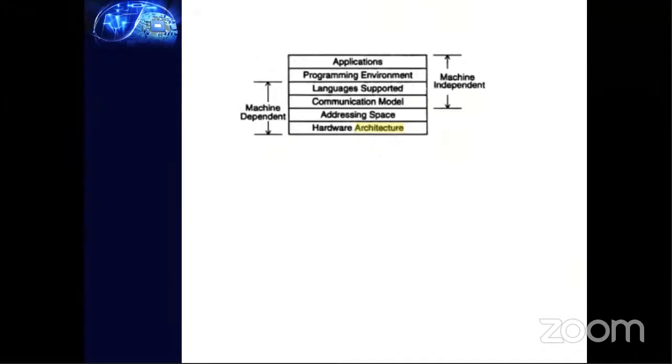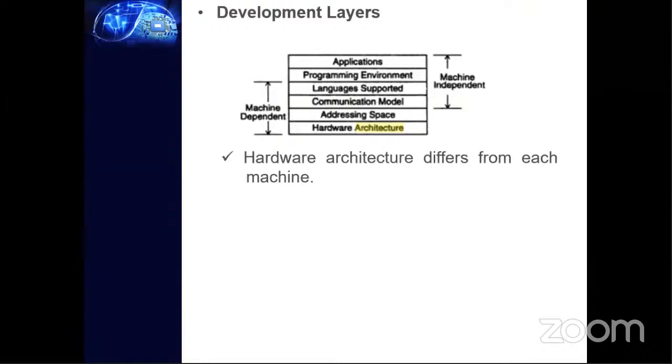Under Flynn's classification, then we discussed the development layers. Under the development layer, we have seen the arrangement, both software and hardware, on a parallel computer is like this. The topmost layer is, what is that? Application layer. Next one is the programming environment. Then language supported, communication model, addressing space, hardware architecture.